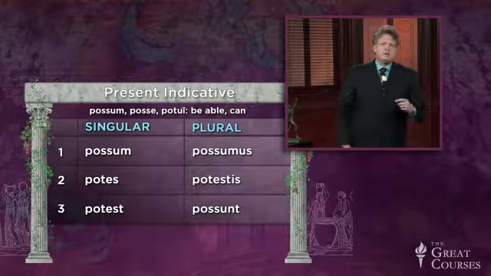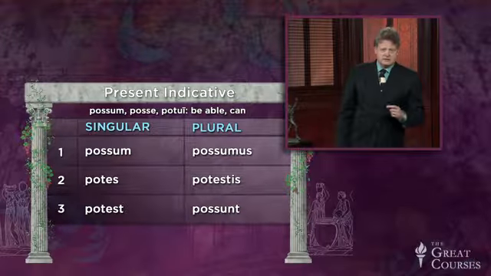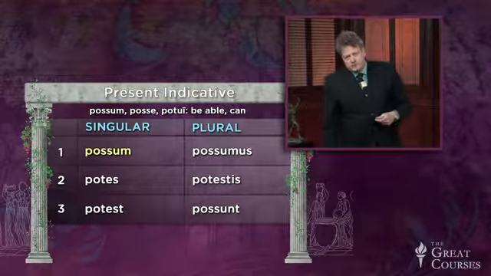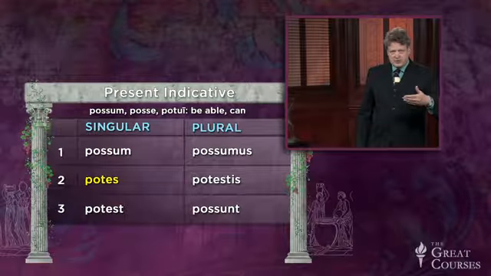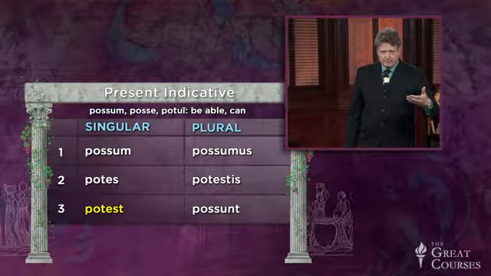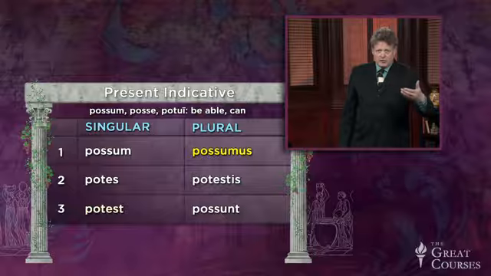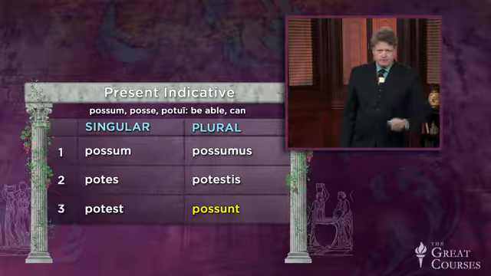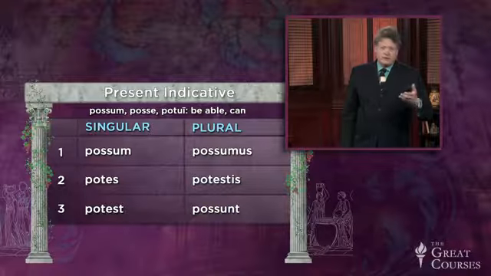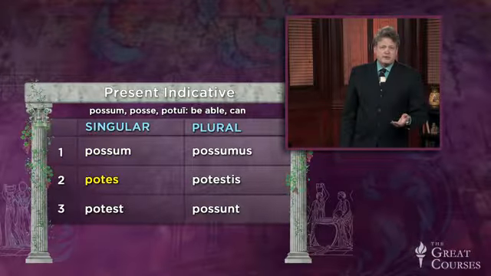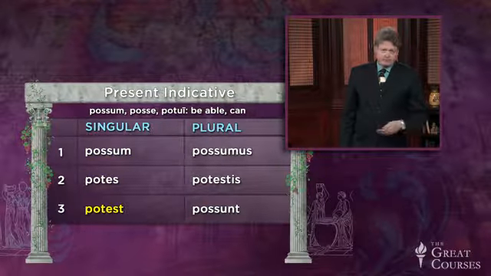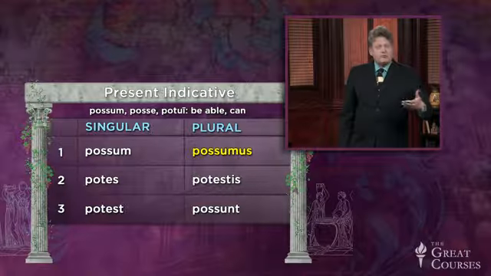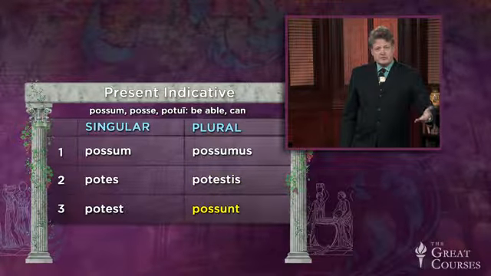Let's review the forms of to be able in the present tense indicative. Please repeat after me. Possum, potes, potest. Possumus, potestis, possunt. Iterumque, and again. Possum, potes, potest. Possumus, potestis, possunt.